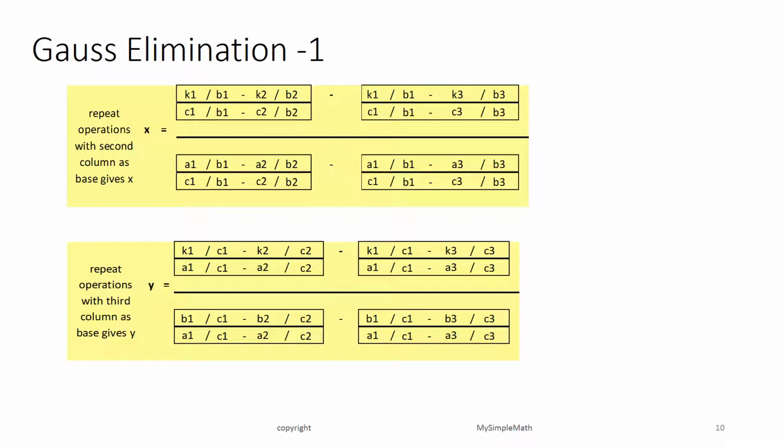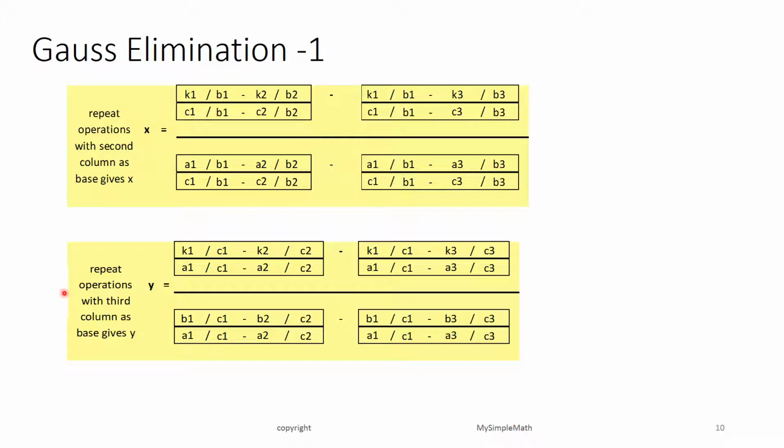We can start the operations for X and Y. Repeat the operations with the second column as base. You get X. So we get, with the second column as base, K1 divided by B1 minus K2 divided by B2 divided by C1 divided by B1 minus C2 divided by B2, minus K1 divided by B1 minus K3 divided by B3, C1 divided by B1 minus C3 divided by B3, and all of this is divided by the coefficients of the original unit measures divided by each other with these expressions: A1 divided by B1 minus A2 divided by B2 divided by C1 divided by B1 minus C2 divided by B2, and so on and so forth.